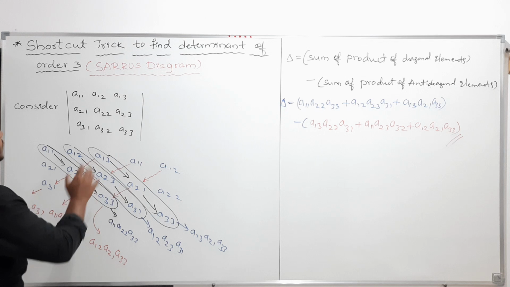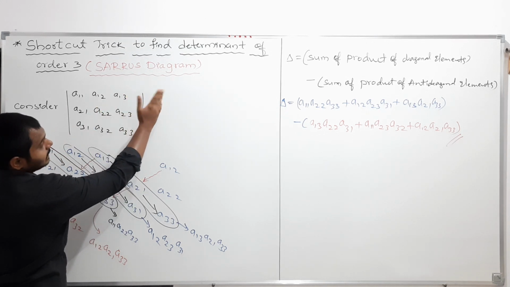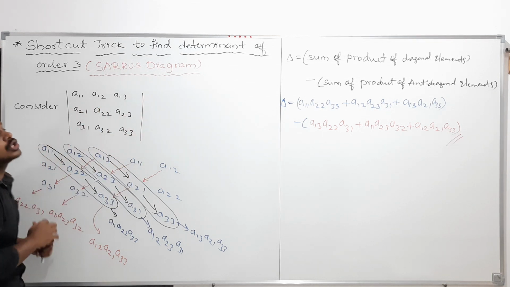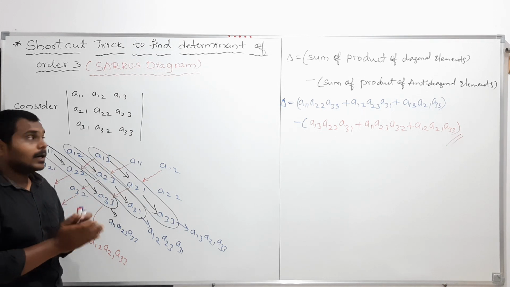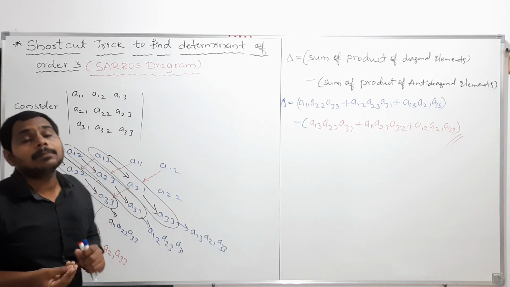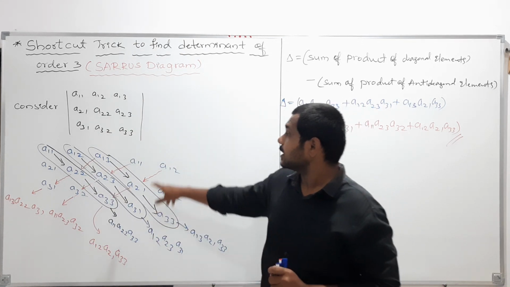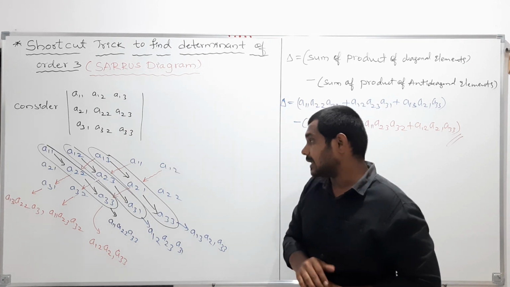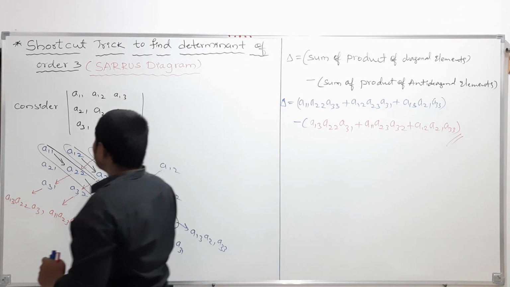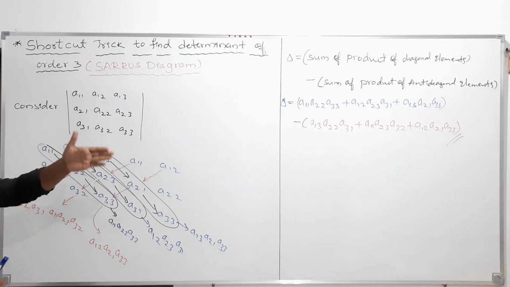My dear students, please remember this method, Sarrus diagram you can call it, or you can take it as a shortcut method or shortcut trick to find the determinant value. Please remember, we cannot apply this method to a determinant of order more than 3. If the given determinant is of order more than 3, then we cannot apply this method. Please keep that in mind. Clear? Now I will take one example and explain with this. Sorry, I am revising things as I explain.